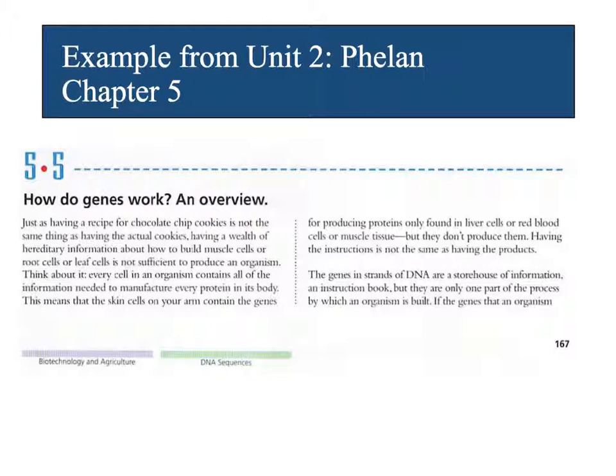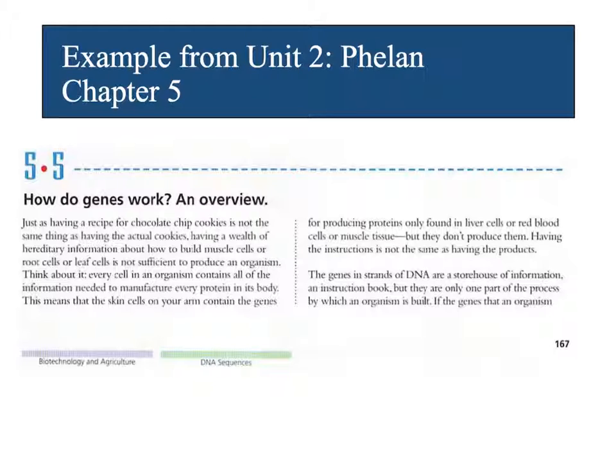So think about it. Every cell in an organism contains all of the information needed to manufacture every protein in its body. This means that the skin cells on your arm contain the genes for producing proteins found only in liver cells or red blood cells or muscle tissue, but they don't produce them. Having the instructions is not the same as having the products. That's another good time to stop and ask students about what they think this means.